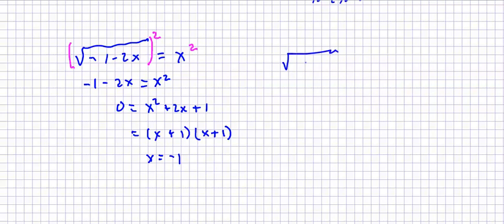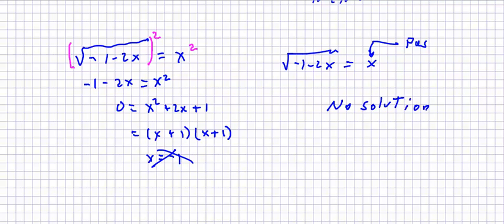So we have the square root of negative 1 minus 2x equals x. This must be positive. The result of the square root must be positive. X equals negative 1. It's an extraneous solution. It's no good. We have no solution. So the key here is the square root must return a positive value. So take your solutions, check them, and make sure they're positive.